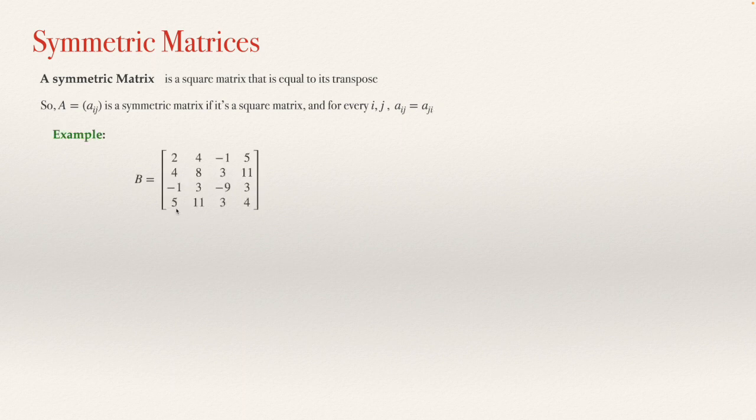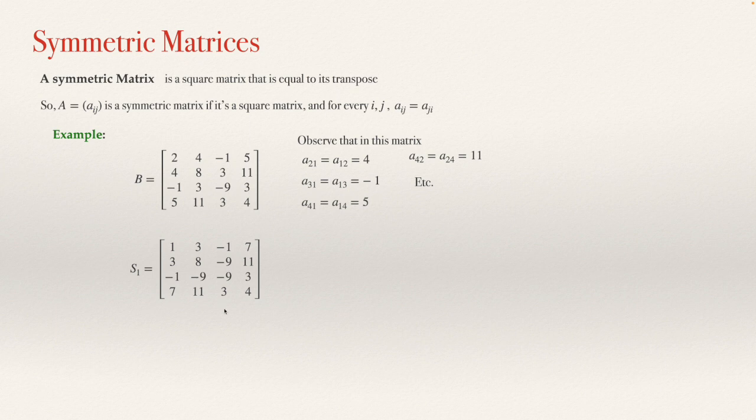For example, in this matrix we notice that A21 is this 4, A12 is this 4, or A31 is this -1, A13 is -1, A41 is this 5, the element in the fourth row, first column is the same as the element in the first row, fourth column, which is 5, or A42, in the fourth row, second column. It will be the same as the element in the second row, first column, 11, etc. So this is a symmetric matrix.